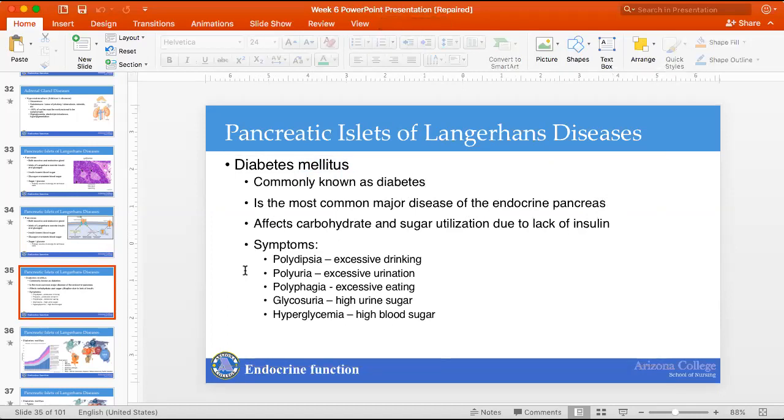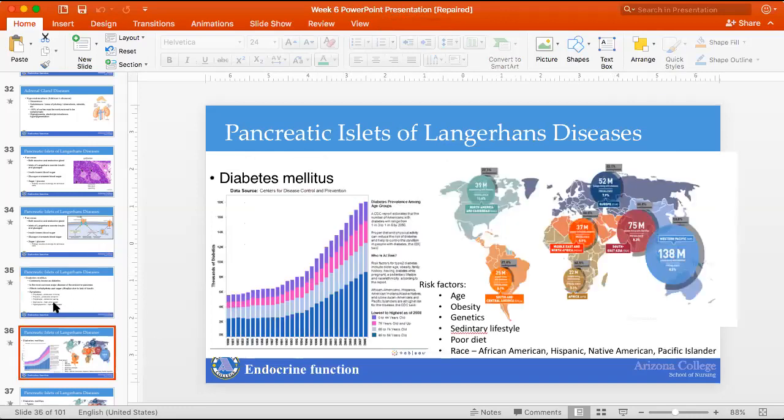Some of these symptoms are going to be polydipsia, which is excessive drinking because there's going to be a lot of thirst, polyuria or excessive urination, polyphagia, excessive eating, and glucosuria, remember that renal threshold, high sugar in the urine. In a normal case, you shouldn't have any sugar in the urine, but it reaches a threshold in the blood that you're no longer able to return the glucose, so it ends up filtering out in the urine. Hyperglycemia, or high blood sugar.